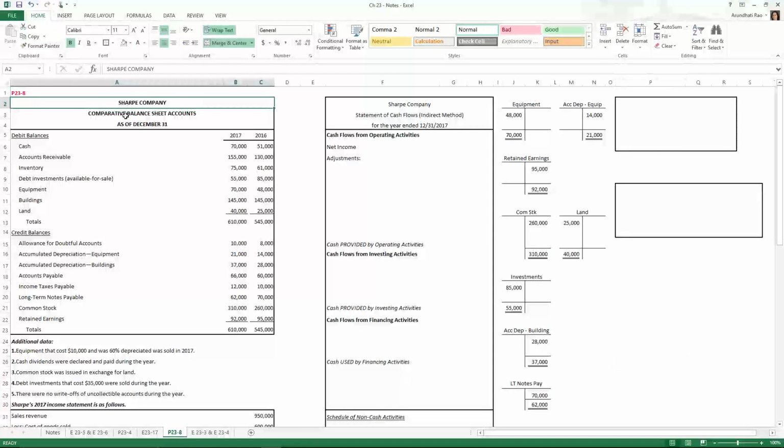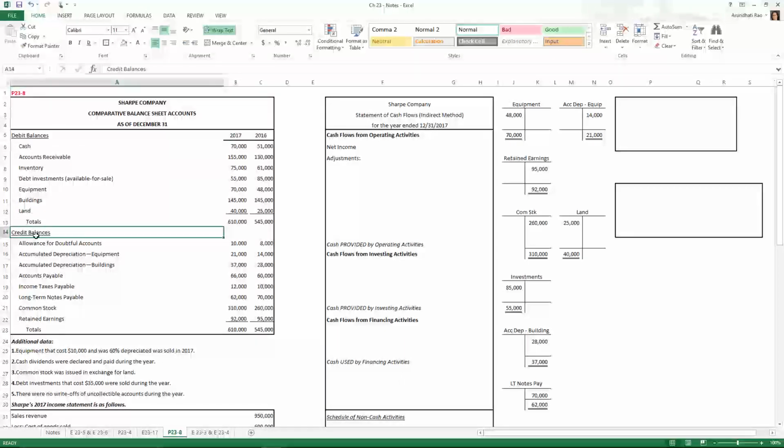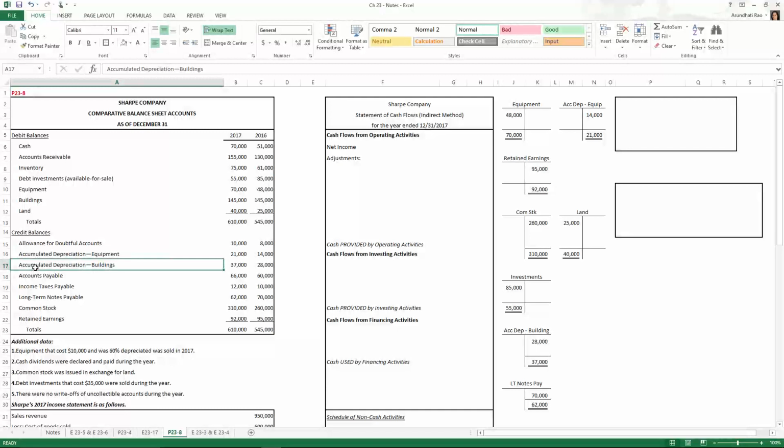For Sharp Company, we have the comparative balance sheet, the balances as of December 31st, 2016 and 17. Instead of giving it as assets and liabilities and equity, they've given it as debit balances and credit balances. So what you will notice over here is you have allowance for doubtful accounts, which should be a subtraction from accounts receivable, and accumulated depreciation for equipment and building listed under the credit balances. Normally, those would have been accounted for under your assets as contra asset accounts.